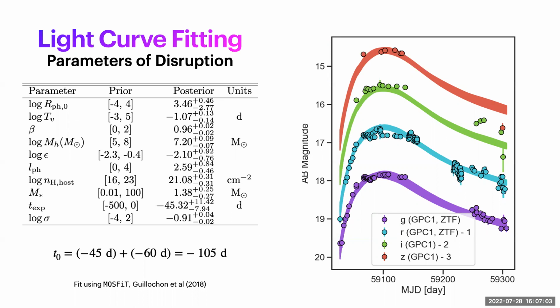In the table, you can see a bunch of parameters. I'm just going to point out a couple of them, right? So in this case, for AT2020nov, we expect a supermassive black hole mass of about 7.2. The estimated stellar mass was about 1.38 solar masses. And all this together gives us an initial disruption time about 105 days before peak flare.